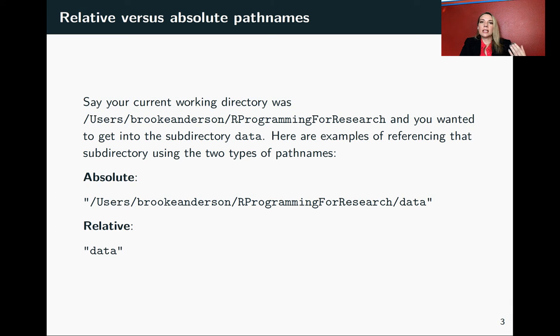If I use a relative file path, on the other hand, I only need to tell the computer how to get there from where we are right now. So since we're already in the R Programming for Research directory in this scenario, all we need to put for the relative file path is data. So this sends it in. It says it's a subdirectory of the current working directory called data.